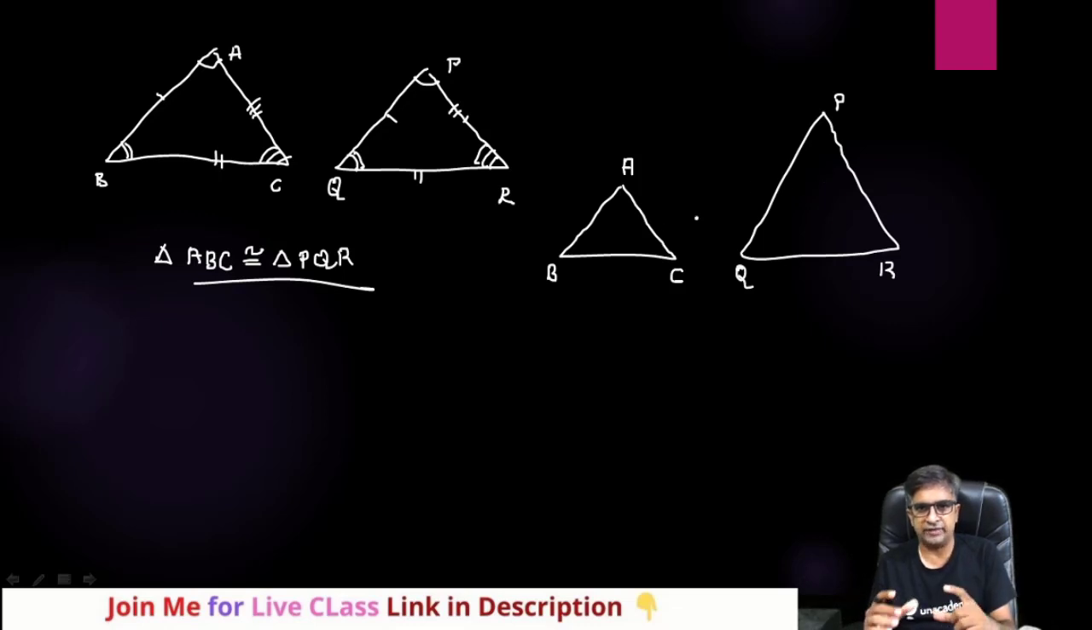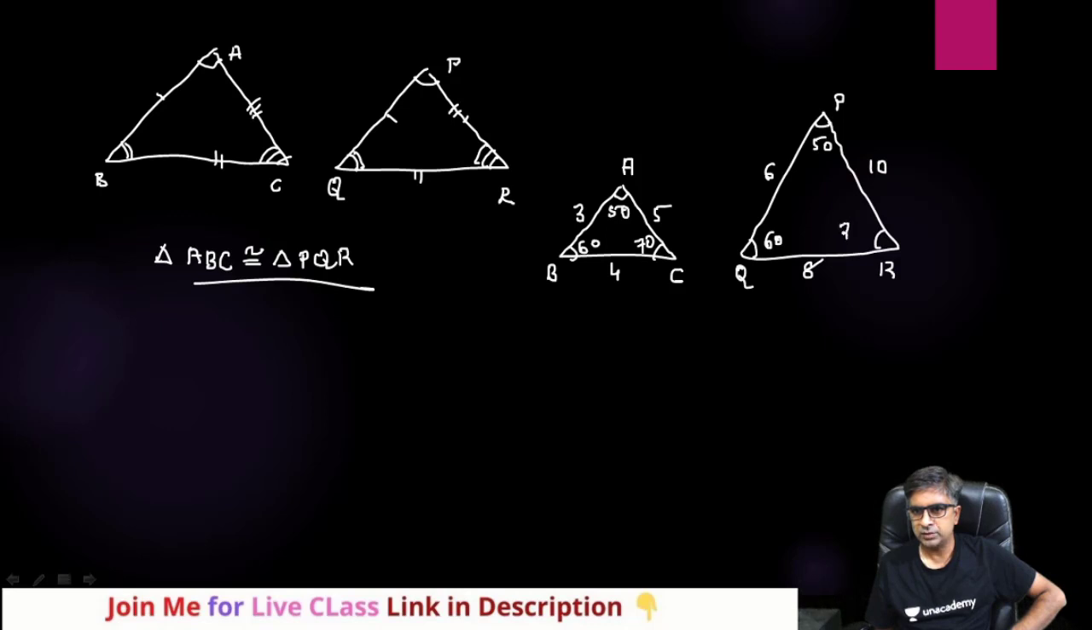Suppose you have a photograph of yourself in a small size, and you increase it and make it this much bigger. Same photograph, only the size changes in the same proportion; such figures are called similar. Let me give you a practical example. Suppose this is a triangle with sides 3, 4, 5 and this is with 6, 8, 10, and the angles are 50, 60 and 70. Here also the angles are 50, 60 and 70. So you can see all angles are equal.